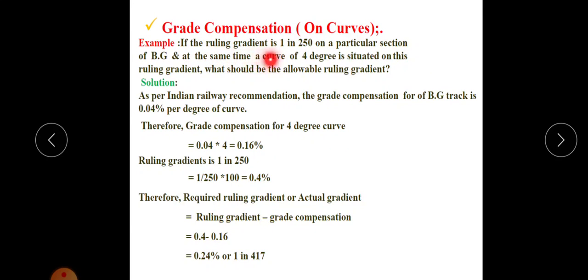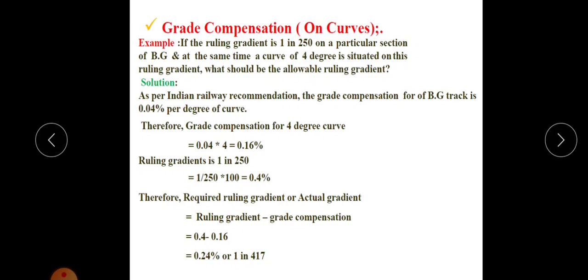If the ruling gradient is 1 in 250 on a particular section of broad gauge, and at the same time a curve of 4 degrees is situated on this ruling gradient, what should be the allowable ruling gradient? So in this question, the ruling gradient of the track is 1 in 250, and there is a curve of 4 degrees coming in front of this track. So in that situation, what should be the allowable ruling gradient?